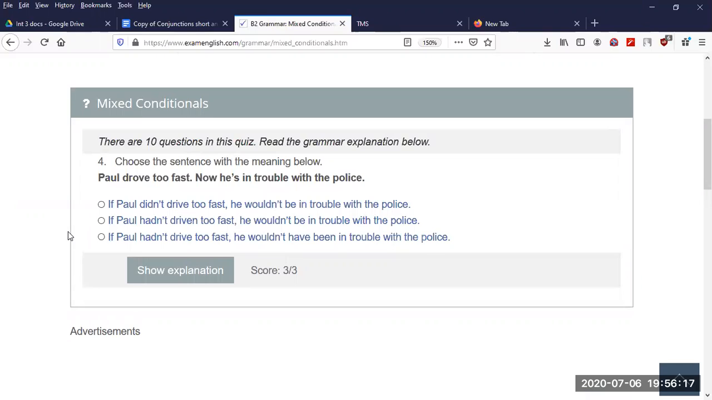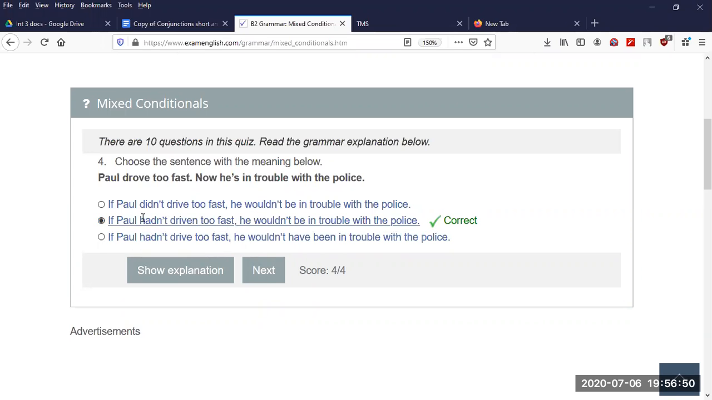Choose a sentence with the meaning below. Paul drove too fast. Now he's in trouble with the police. If Paul didn't drive too fast, he wouldn't be in trouble with the police. If Paul hadn't driven too fast, he wouldn't be in trouble with the police. If Paul hadn't driven too fast, he wouldn't have been in trouble with the police. I believe it's number 2.